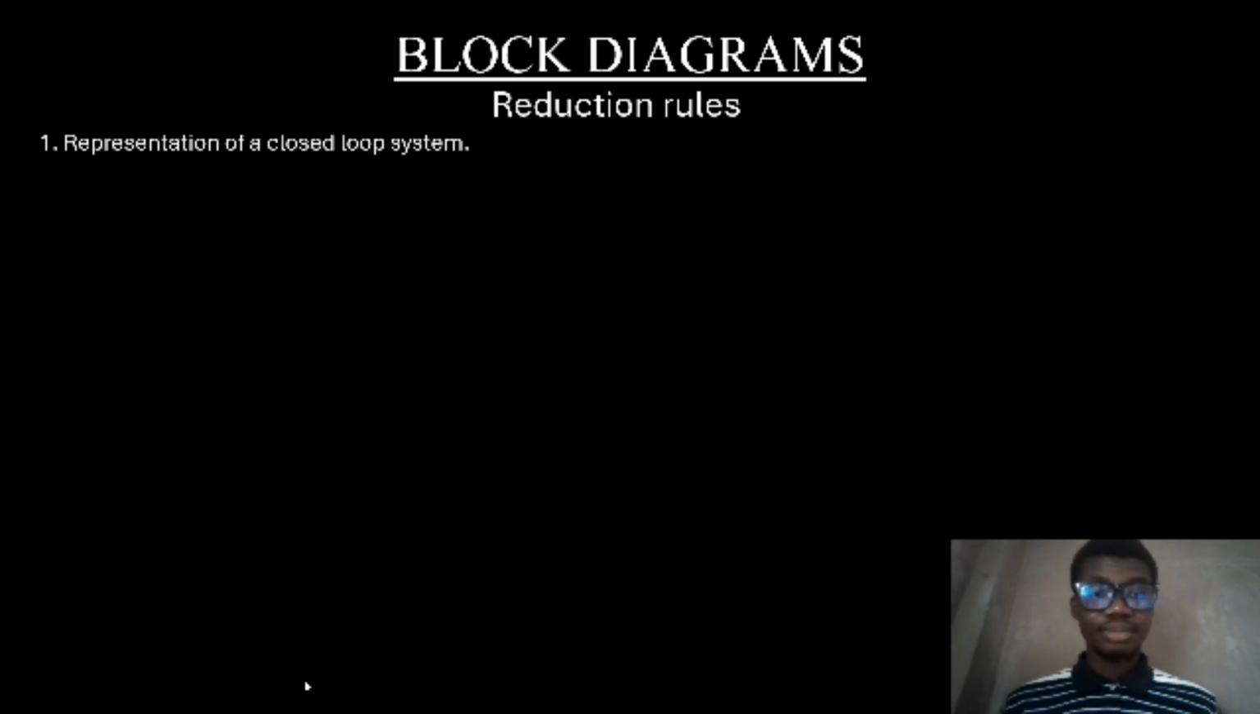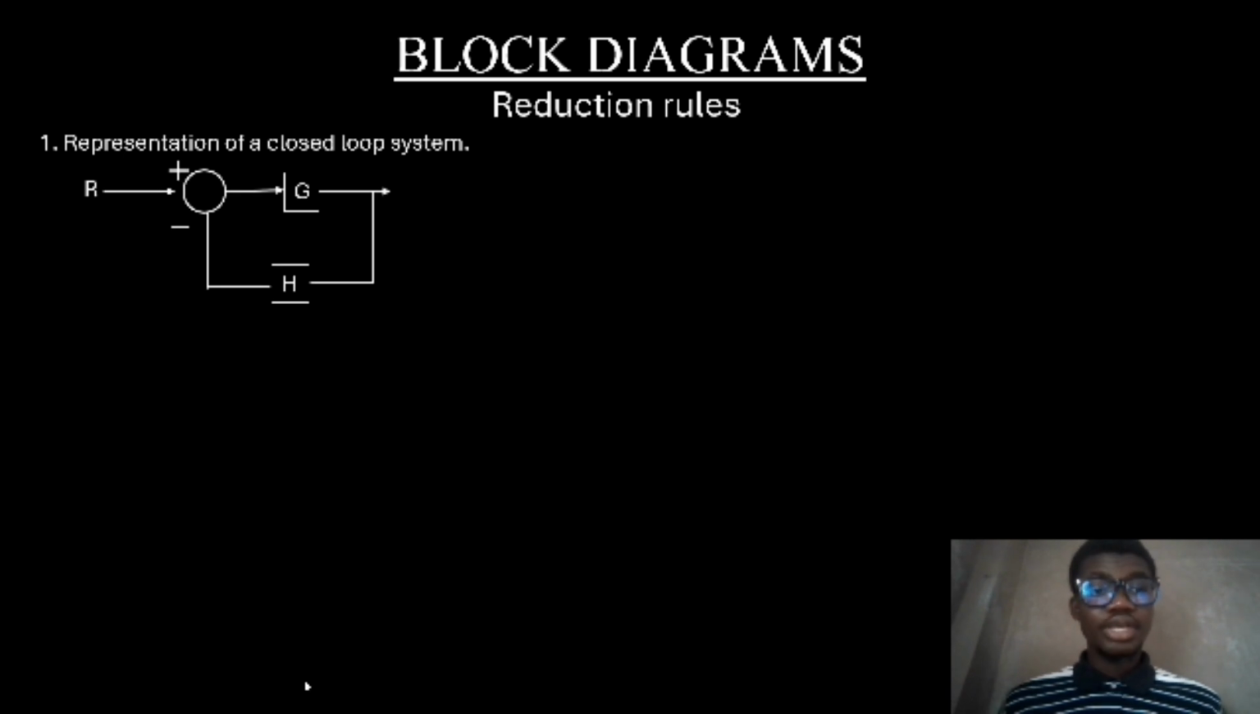A closed loop system is one in which the output is fed back to the input for comparison. It has R as its reference input, C as its output, G as its forward path transfer function, and H as its feedback transfer function. The overall transfer function obtained from this diagram when reduced is C divided by R is equal to G divided by 1 plus G times H.